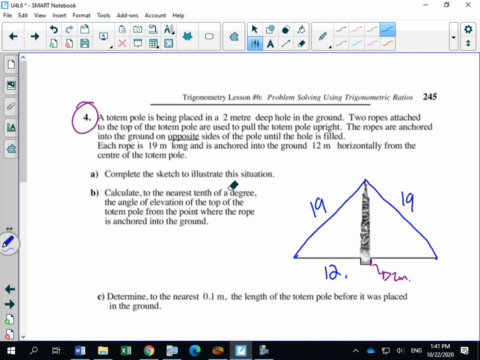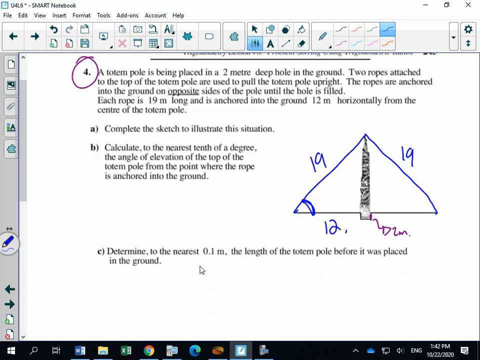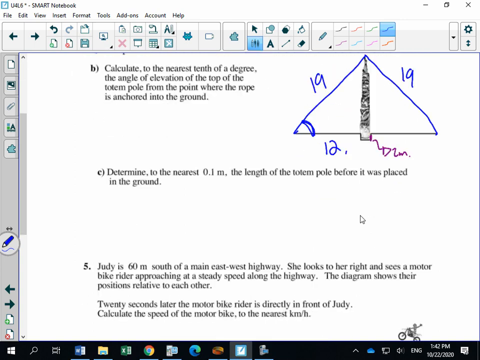Calculate to the nearest tenth of a degree the angle of elevation of the top of the totem pole from the point where the rope is anchored. So here's where the rope is anchored. The angle of elevation, remember, is always measured from the horizontal. So they want this here. So for B, you're going to be calculating that, using trig to get it. And then C, I believe, is going to be the height of the totem pole. So you're going to figure out what this length is here. You'll put an X here. And what are you going to add at the very end when you're figuring out the height of the totem pole? 2 meters is how you're going to do that question.